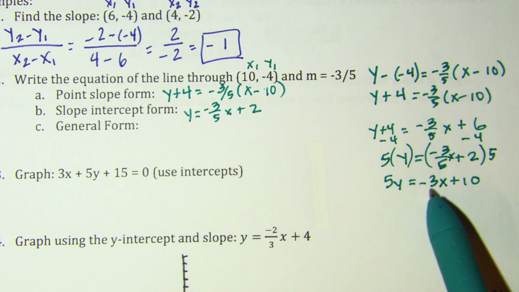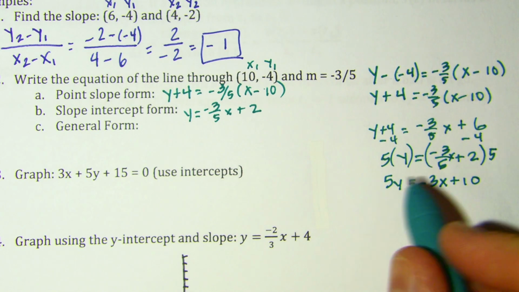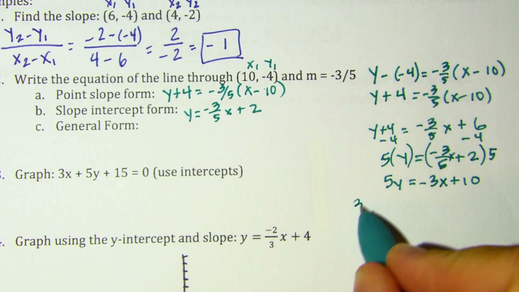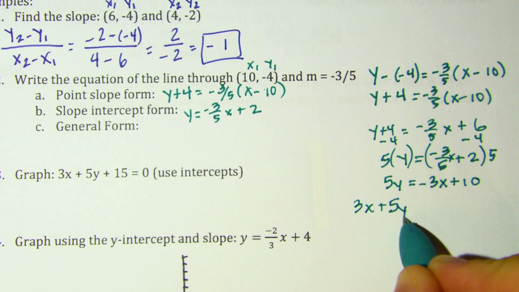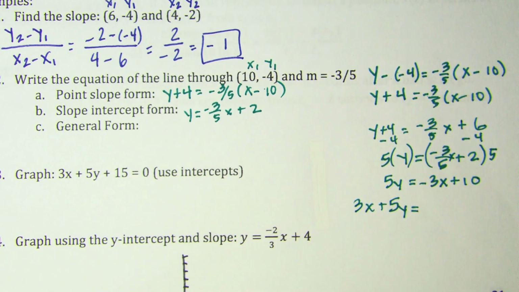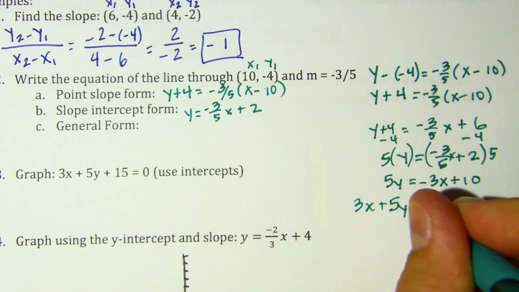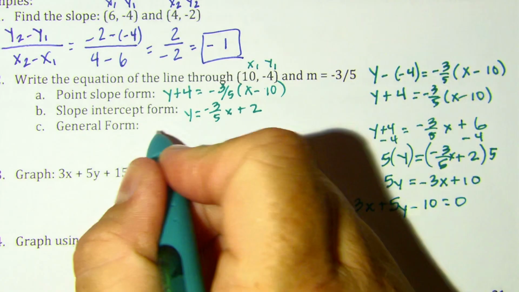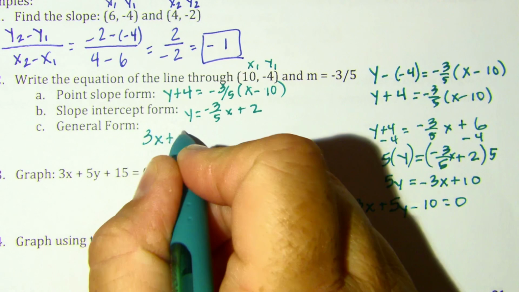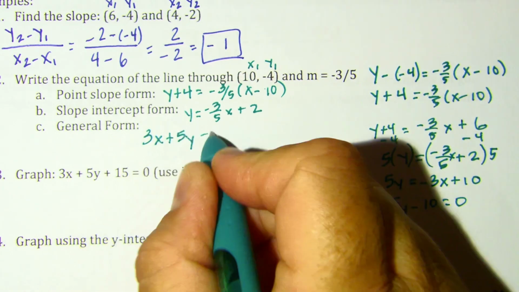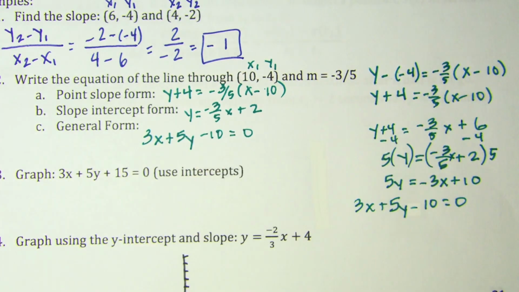From there, I can go ahead and add the 3x over and subtract the 10 over, and I'll have 3x plus 5y equals, oops, not equals, we're subtracting the 10 as well, minus 10 equals 0. So that would be general form. Okay. So that is that example.